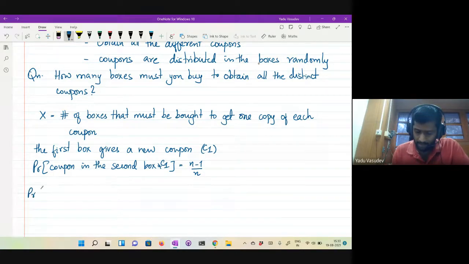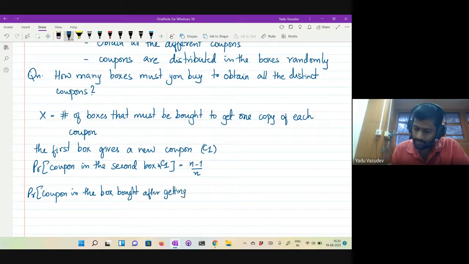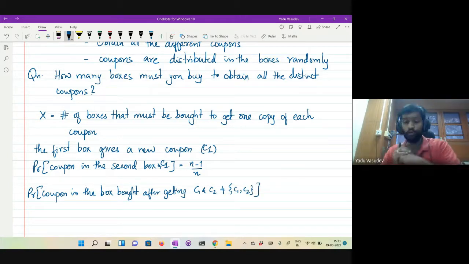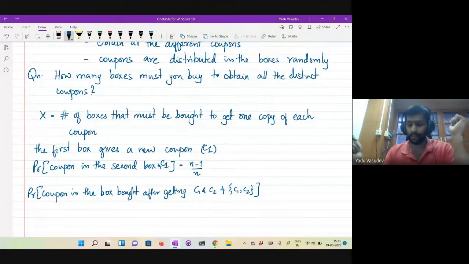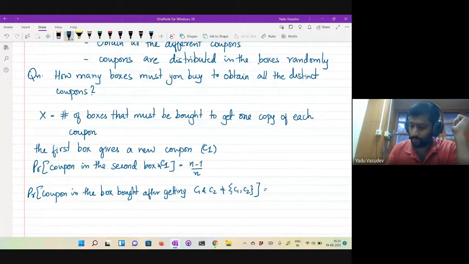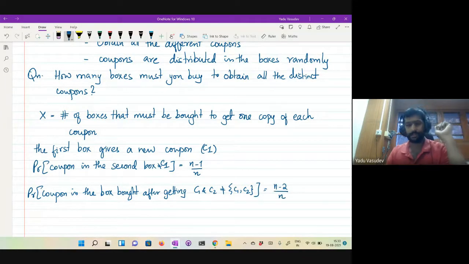So what is the probability that the coupon in the box bought after getting, say, C1 and C2 is not equal to C1 and C2? Now you have bought two coupons, you have two distinct coupons. There are n minus 2 distinct coupons still remaining. Now what is the probability that you will get a different coupon? It is going to be n minus 2 over n, and so on, right?